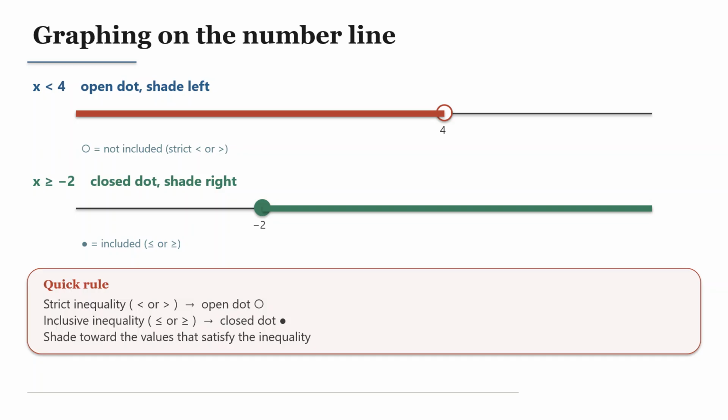Now the second example. X is greater than or equal to negative 2. This time, the inequality includes the boundary because of the equal to part. We mark negative 2 with a closed, filled-in dot. Then we shade to the right because x must be greater than or equal to negative 2. Here is the quick rule to remember. Strict inequality, meaning less than or greater than, gets an open dot. Inclusive inequality, meaning less than or equal to, or greater than or equal to, gets a closed dot. Then shade in the direction of the values that make the inequality true.